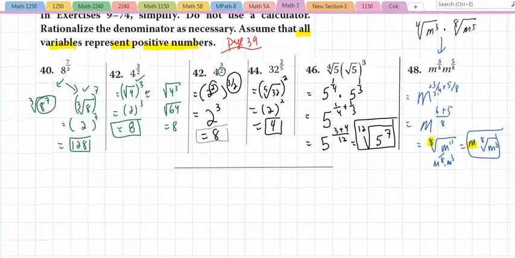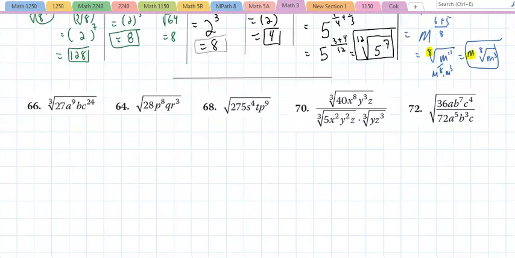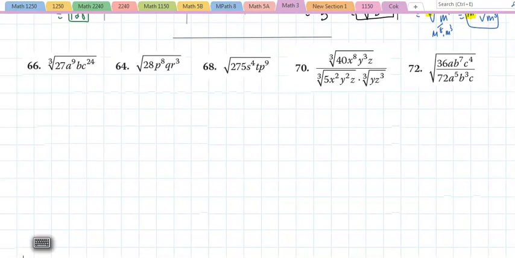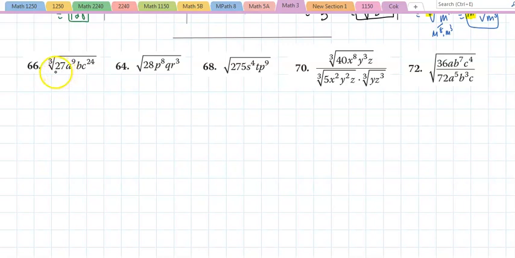And now let me look at some more examples, and we're going to look at number 66 for starters. If I glance at that, I'm thinking, okay, everything's multiplied, that's good. Cube root, what do you multiply by itself 3 times to get 27? That'll be 3. 3 divides 9, how many times? 3 times. And b is one of a kind, because there's only one of them, that's not enough. And 3 divides 24 8 times.